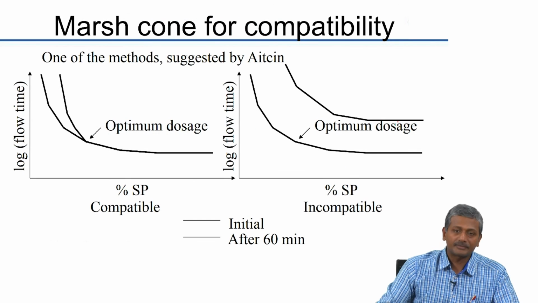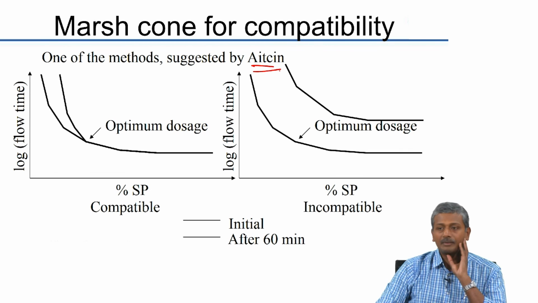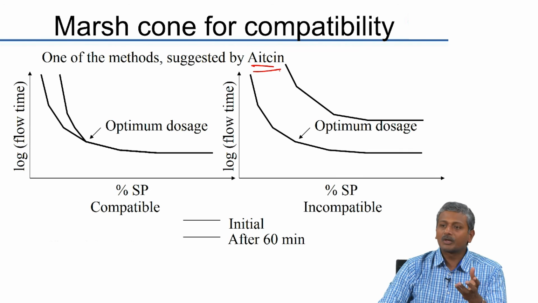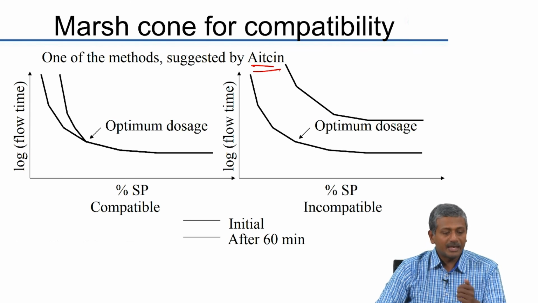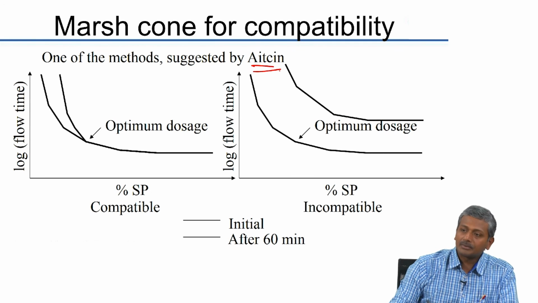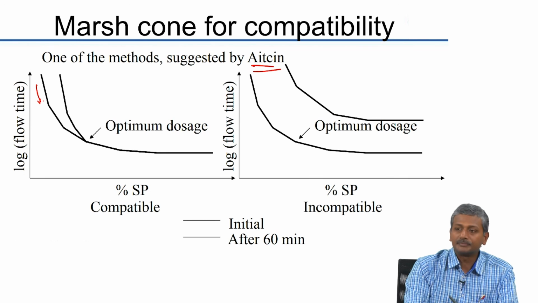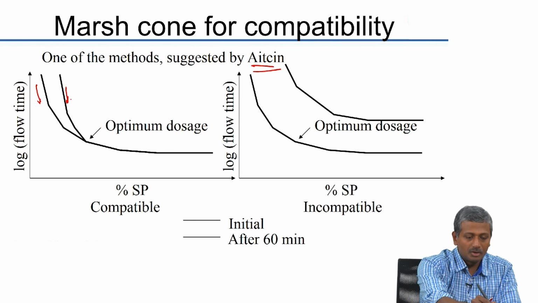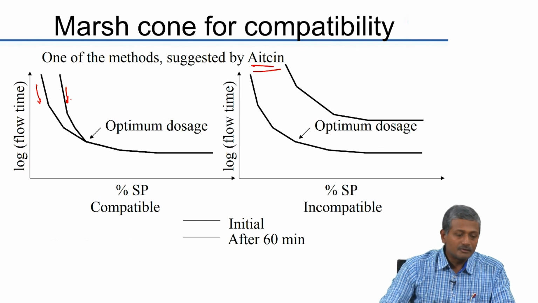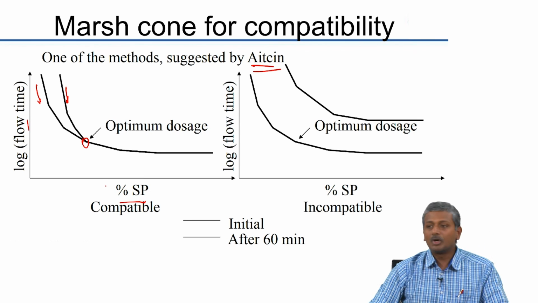how do we use this Marsh Cone for compatibility studies? This is one of the methods suggested by one of the leading researchers of our times, Pierre-Claude Aitcin, who has worked with a lot of superplasticized systems. Based on the work done by researchers at his university in Sherbrooke in Canada, they came up with this scheme: for a compatible combination of cement and superplasticizer, if you do the test at time t equal to 0 and the same test is repeated with the same paste after 60 minutes, the curves of flow time versus percentage of superplasticizer will coincide beyond the optimum dosage.